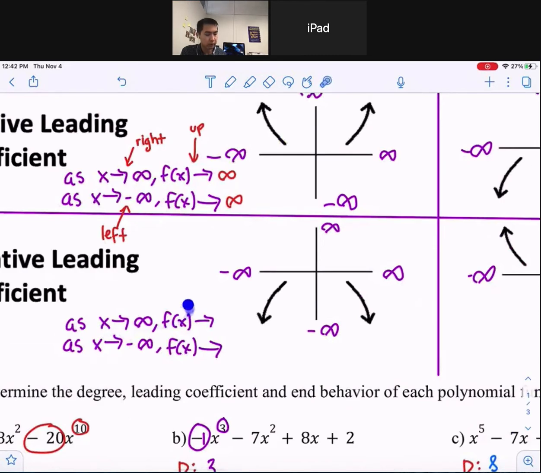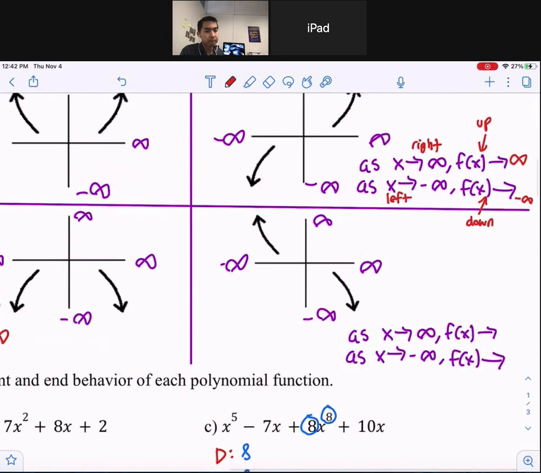Let's try the next one. Notice this is written for every single one, right? It's just the f of x that changed. So as x approaches infinity, going to the right, looking at your right arrow, what is f of x doing? It's going down, which means approaching negative infinity. If x approaches negative infinity, which means going to the left, this arrow is going down. So f of x is also approaching negative infinity for this one as well. Right, left, down, down.